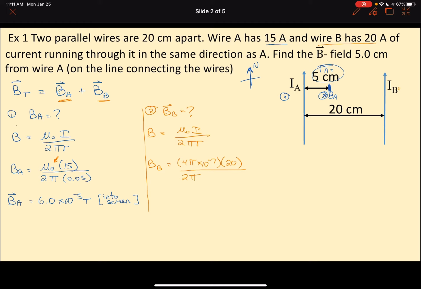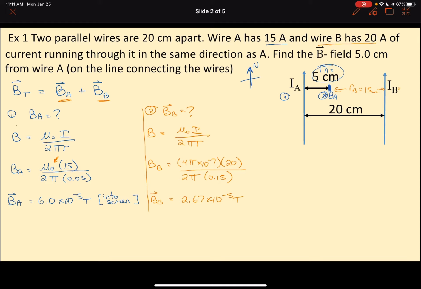Here's the big trick: r_B is 15 centimeters, just 20 take away 5. So 0.15 meters. And B_B, if I multiply all that out, I get 2.67 times 10 to the minus 5 Teslas.